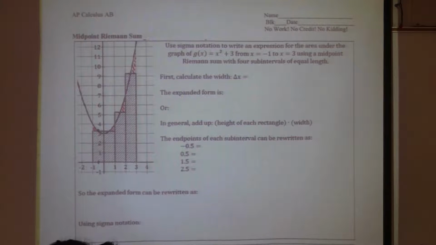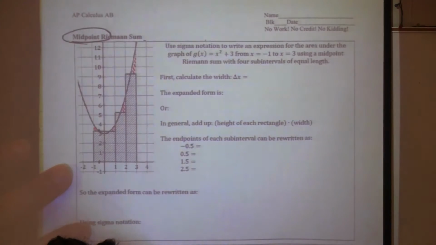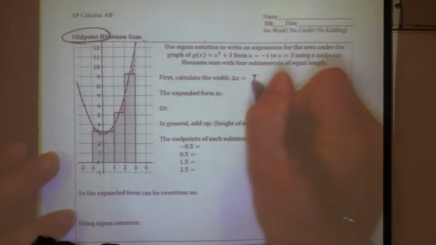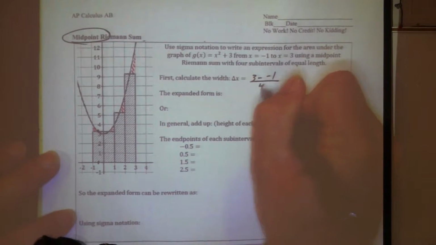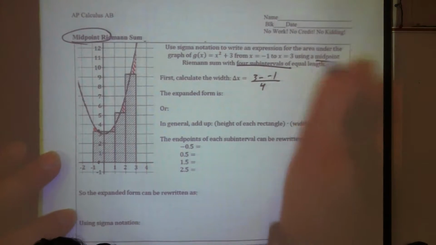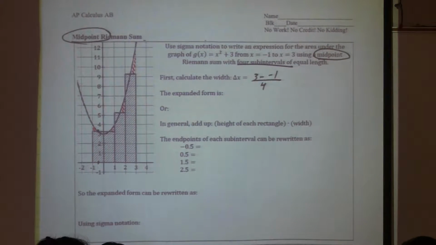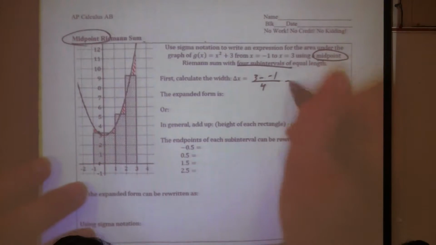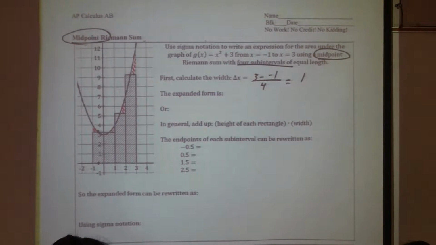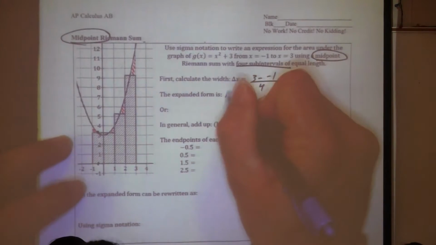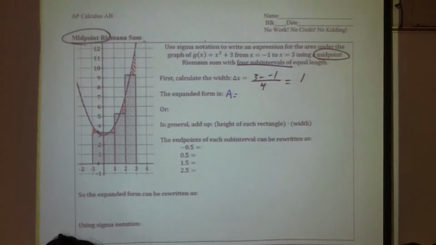So how do we figure out the delta x? So 3 minus negative 1 over 4, because they said 4 subintervals using the midpoint Riemann. So what do we get for the width of each rectangle? 1, right? Now let's figure it out by hand. So looking at the graph, let's calculate the area of each one like we did on all the other ones and work it out. So what's the height of the first rectangle?